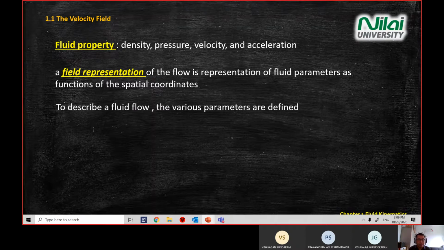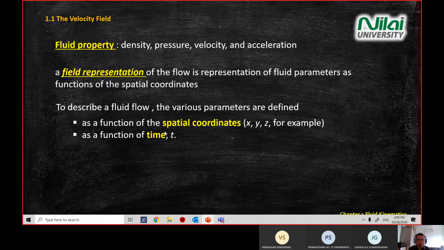So what are the parameters we're going to use to describe the fluid flow or the flow pattern? We're going to use these two. Spatial coordinates, we're going to refer to the Cartesian plane x, y, z, or we have another coordinate, we call it radial, which is r, theta, and z also. But this is just an example. And then another one is a function of time, t.